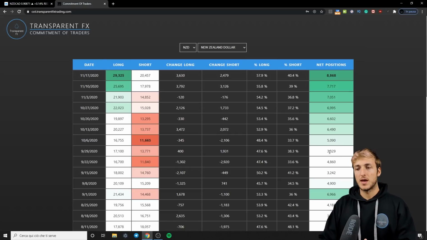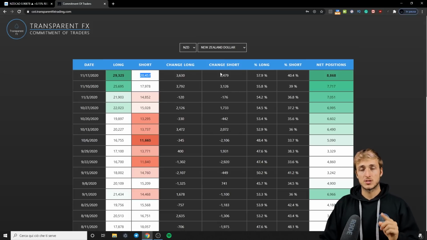We went from having 3.3k net positions all the way up to having 8.8k net positions. So a massive increase. We can also see that currently on the NZD, we do have 29.3k longs and 20.4k shorts. So definitely more longs than shorts. However, there are two very important things that we must notice.